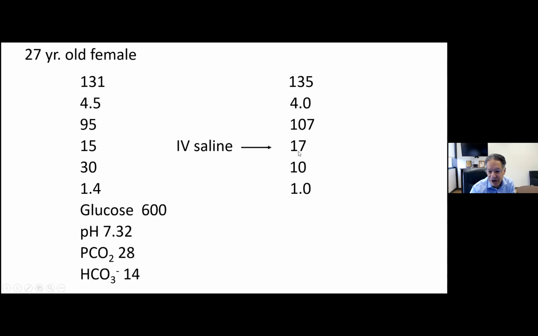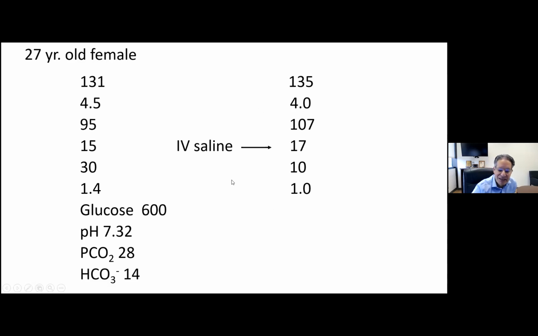The total CO2 didn't change much, but look at the anion gap now. The anion gap has decreased. It's now 107 plus 17 from 135, compared to what it was before. So what's going on here?